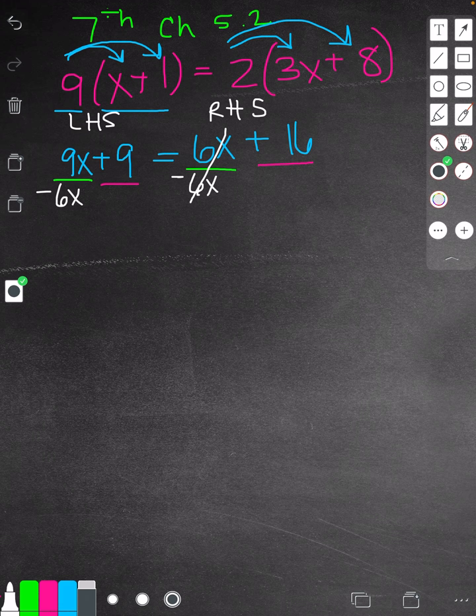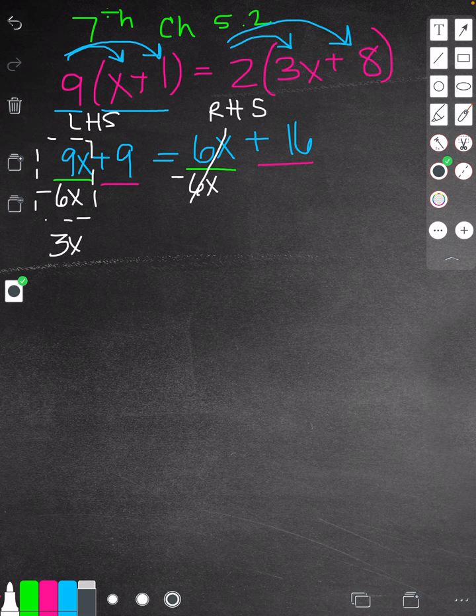9x minus 6x, if I'm going to solve just that particular portion right here. I'm going to go ahead and box it so we can see. 9x minus 6x is 3x. I have a positive 9, and I'm only taking away 6 of those. Therefore, I'm left with a positive 3.